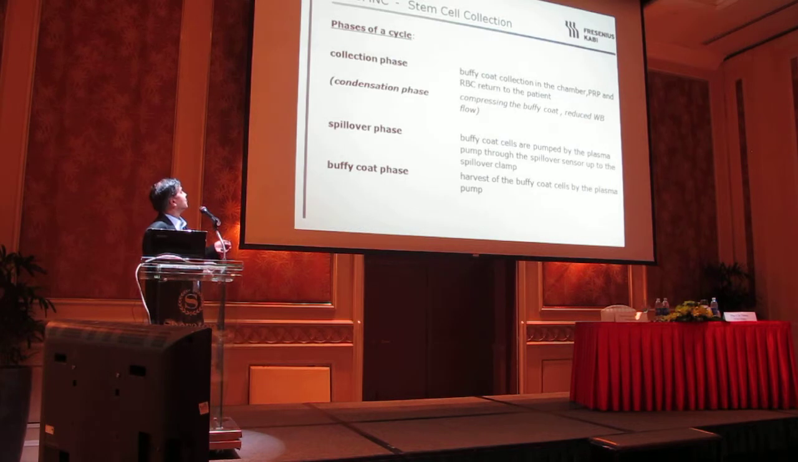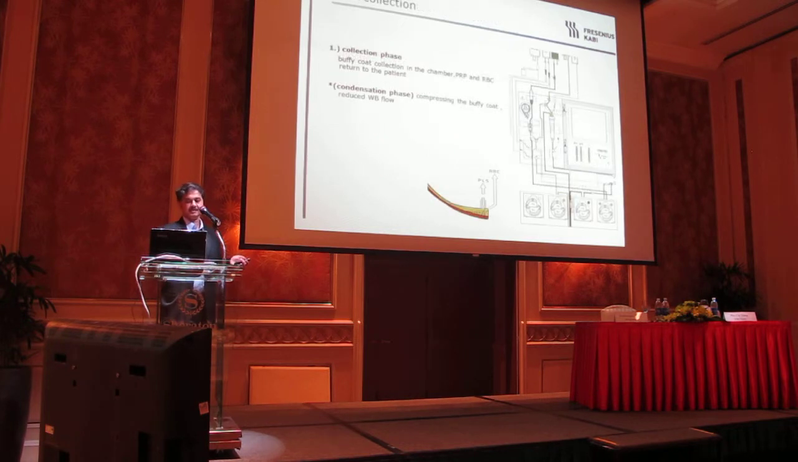There are 4 phases in the procedure. Primarily the collection phase, which then includes a small condensation phase, the spillover phase, and the buffy coat phase. If we talk about the collection phase, the buffy coat is getting collected in the centrifuge chamber, and the PRP and the RBCs are returning. So this is how the procedure is going on. The whole blood enters inside. It is separated. The PRP is coming out, and the red cells are also coming out. So the buffy coat is getting concentrated inside the chamber.